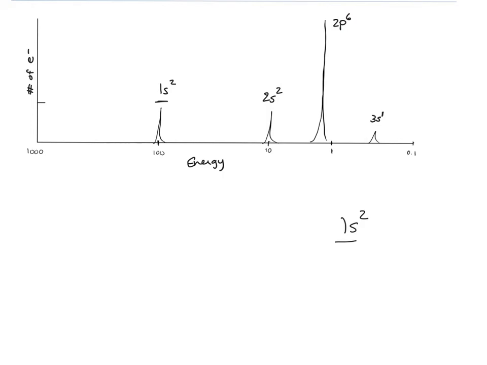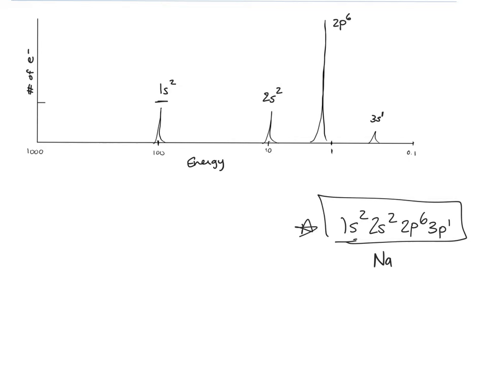So if we go ahead and write out the electron configuration from our spectrum here, we get the following. Okay? And if we compare this to the electron configuration of elements on the periodic table, we can determine that the element we see above is sodium.